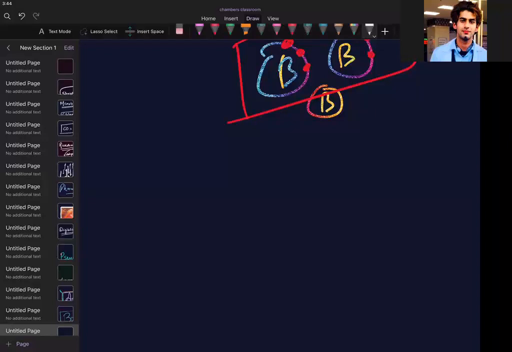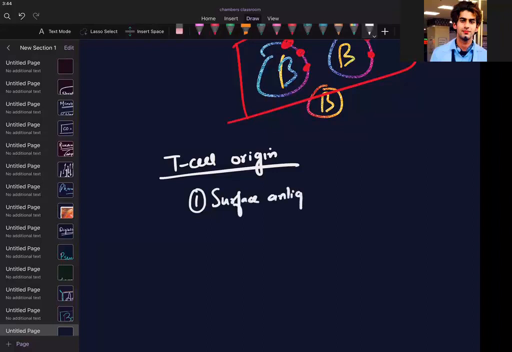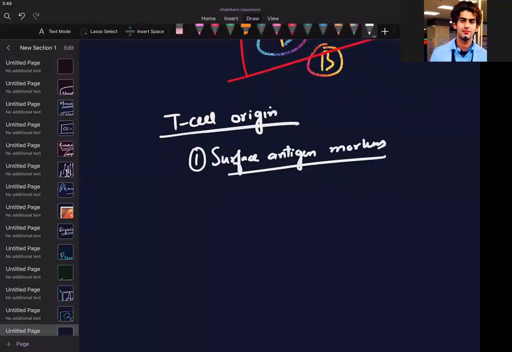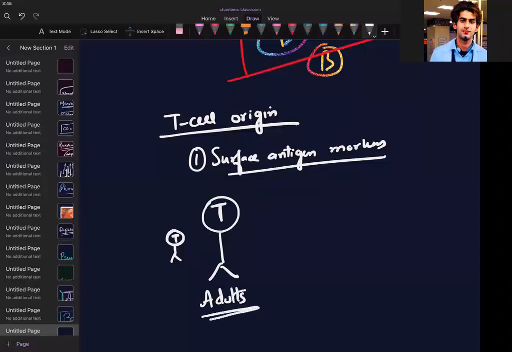So let us say, what about T cell origin? How will you determine the T cell origin, guys? You will be using some surface antigen markers. Remember, this is a little T cell. This is an adult T cell, isn't it? He is knowing everything. Let us write him adult, because today in this world people are proudly saying we are adults. So this is a T cell.